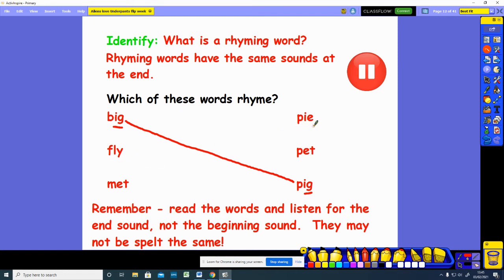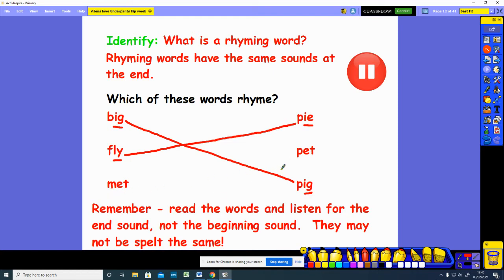Fly, pie. Well, they have the same sound at the end, but they don't look the same. Fly has an L and a Y at the end, and pie has an I and an E at the end. But they do make the same sounds. Fly, pie. They have the same sounds at the end. They both end with the I sound. They're just spelt differently, but they still rhyme. They would still work in a song or a poem because they have the same sounds at the end. Fly, pie. Yep, they rhyme.